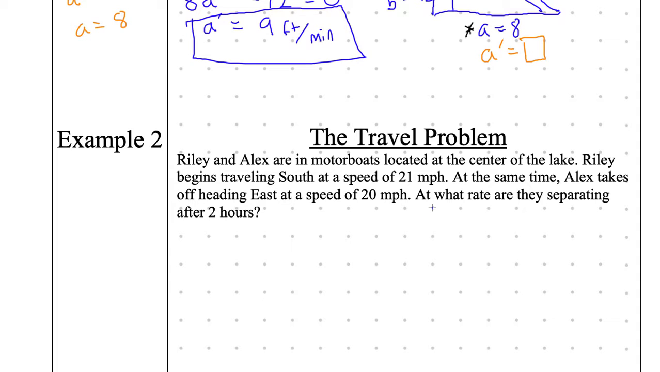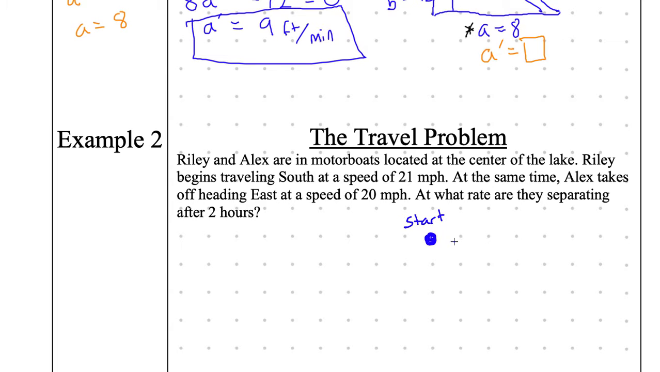So I'm going to start. I'm going to go right because right is east, and I'm going to go down because down is south. So leave some room for south and east. I'm going to start my triangle right here. Somehow Alex and Riley are on top of each other, which is mathematically possible, but physically impossible.